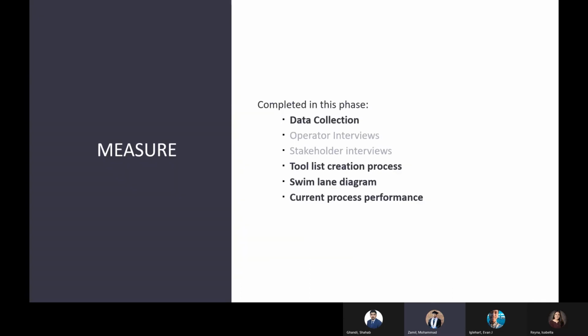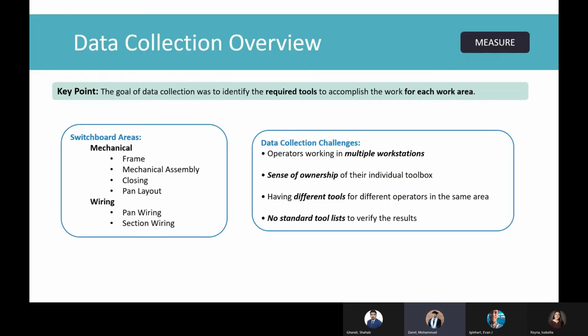Moving forward to the measuring phase, in which we collected the data, created accurate tool lists for each work area, developed a swim lane diagram, and performed an assessment for the current process. The process of collecting data here was to accurately identify the required tools at each work area. We also can see here we have two major work area categories of tools, the mechanical category and the wiring category.